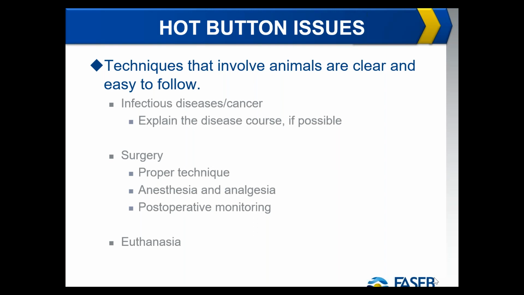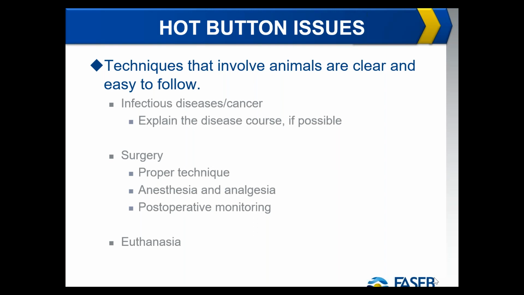It is very common for IACUCs to expect that analgesia be on board before the surgery is actually initiated. So perioperative analgesia, in addition to postoperative analgesia, is very important. Postoperative monitoring: if you're doing really serious surgical techniques, you may need to monitor the animals every 4 to 6 hours for the first 24 to 48 hours.